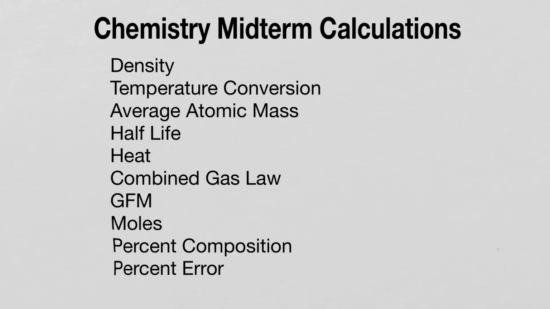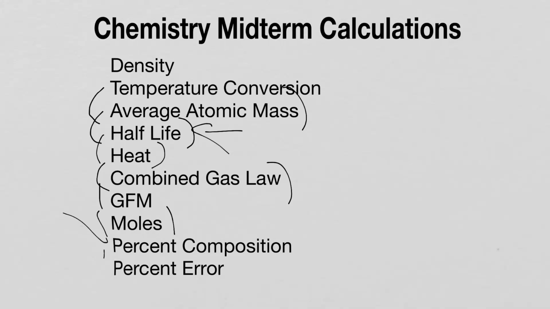The key is there's several here on the list that are not on reference table T, and more specifically, that is your average atomic mass calculation, half-life. Now, half-life you would do when you do nuclear chem. You may or may not have gotten up to that yet. Heat equations, combined gas law. Again, maybe you've done the gas unit, maybe you haven't yet. GFM, which stands for gram formula mass. Moles, that would be moles in mass, percent composition, and percent error.